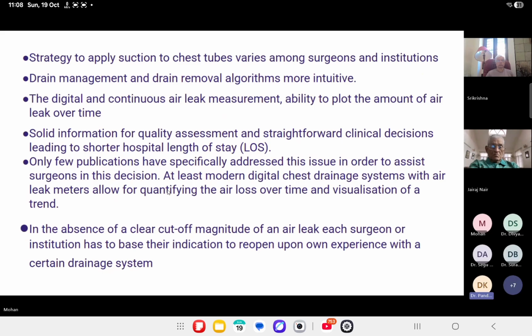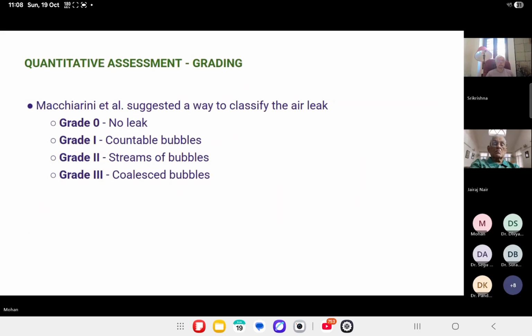At least modern digital chest drainage systems with air leak meters allow for quantifying the air loss over time and visualization of the trend of the air leak. In the absence of clear cut magnitude for an air leak, each surgeon or institution has to base their indication to reopen upon their own experience with the chest drainage systems.